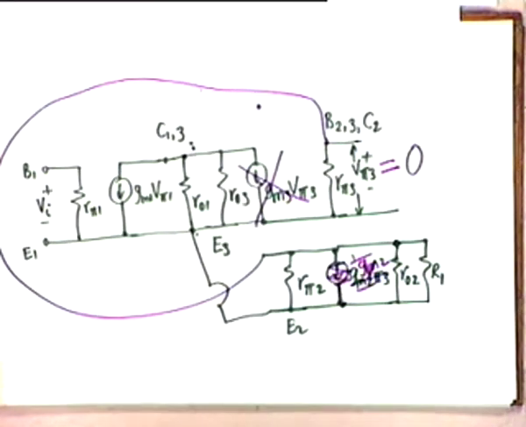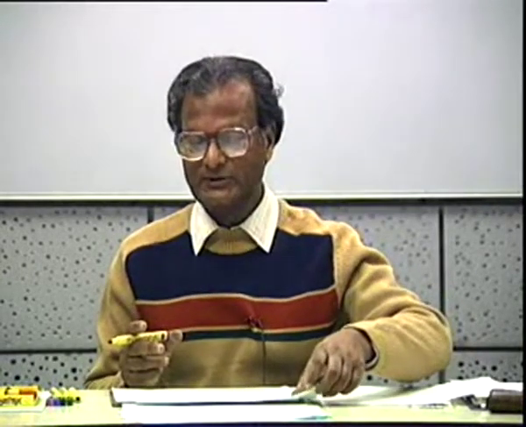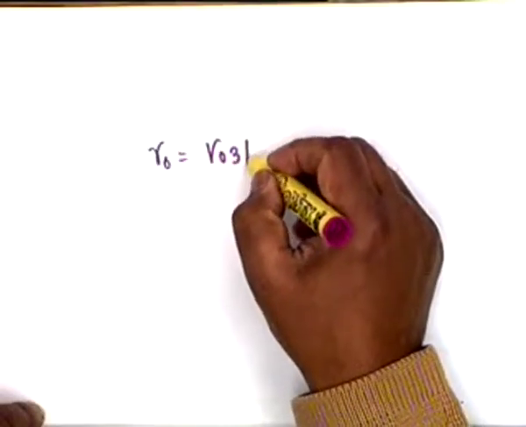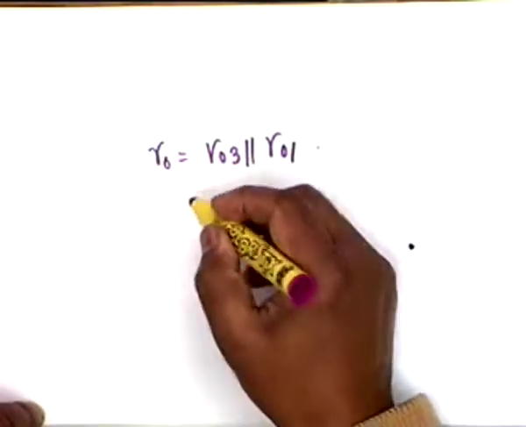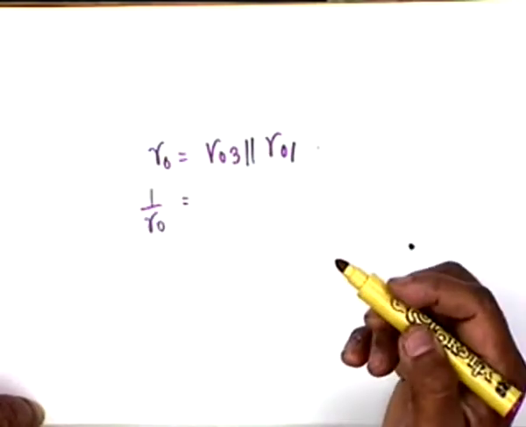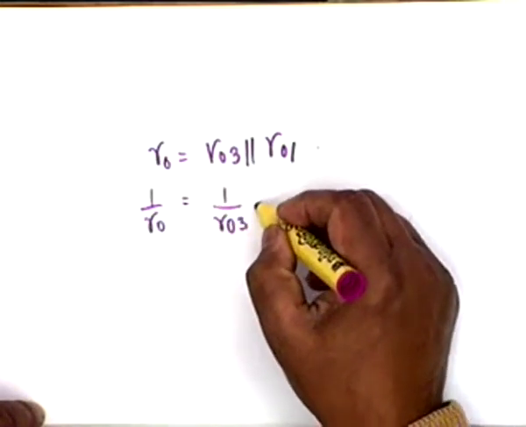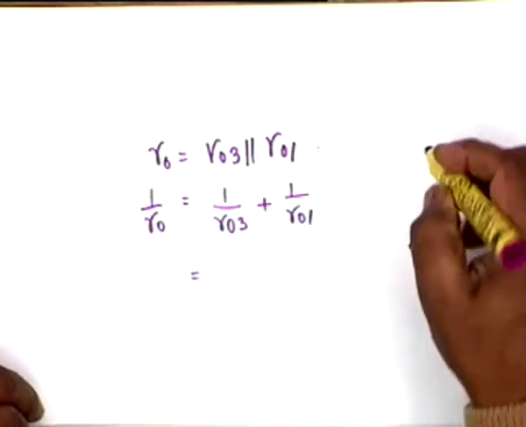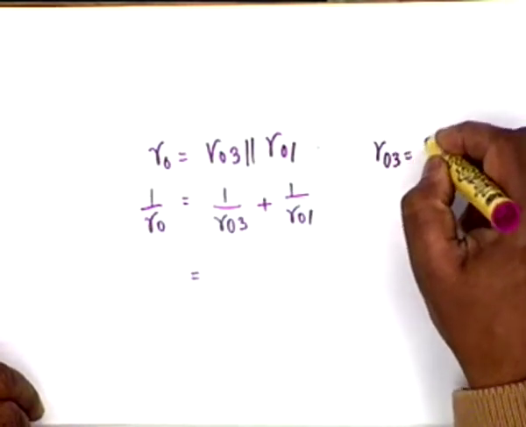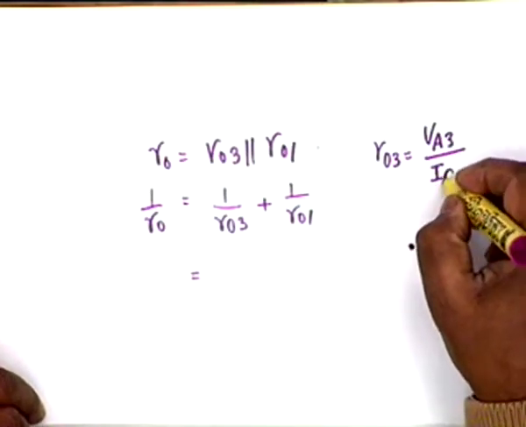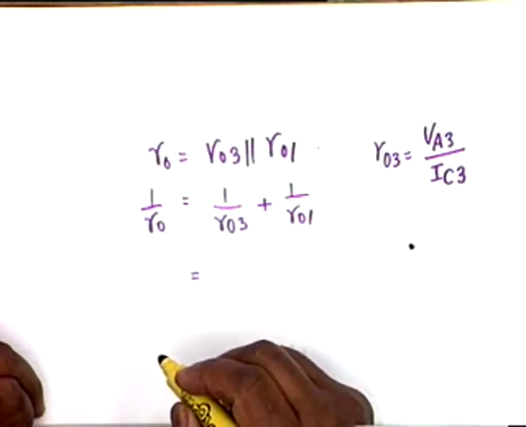So the equivalent load that Q1 faces, it is a simple CE amplifier with active load. Equivalent load is R03 parallel R01. So R0 is equal to R03 parallel R01, which means 1 over R0 equal to 1 over R03 plus 1 over R01. Agreed? Now what is R03? It is VA3 divided by I sub C3. Agree?